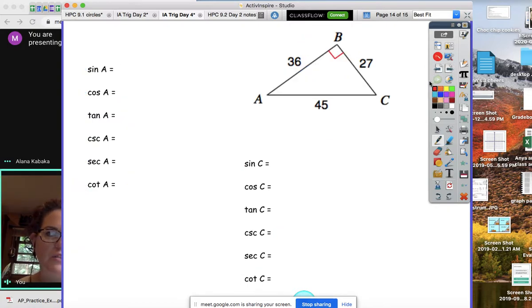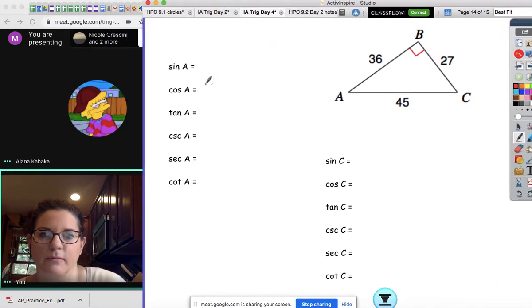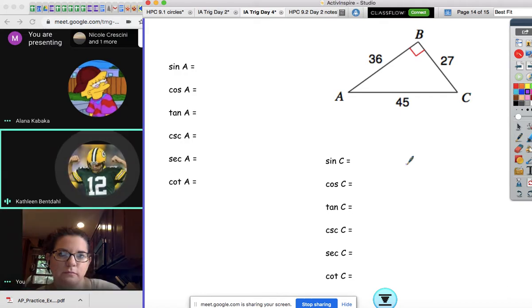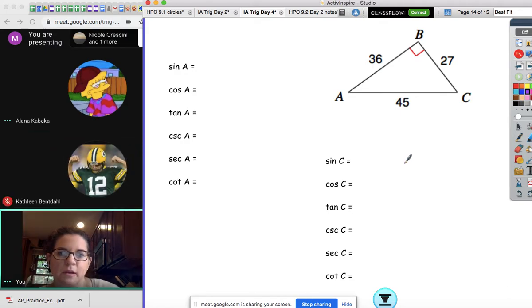So let's just do, what do you guys think? Do you want to do maybe one group of these, or do you want to do both of them? It's a different triangle, but it's the same process. Anyone have strong opinions? I think one group's fine. Fine, okay. So let's do A then.